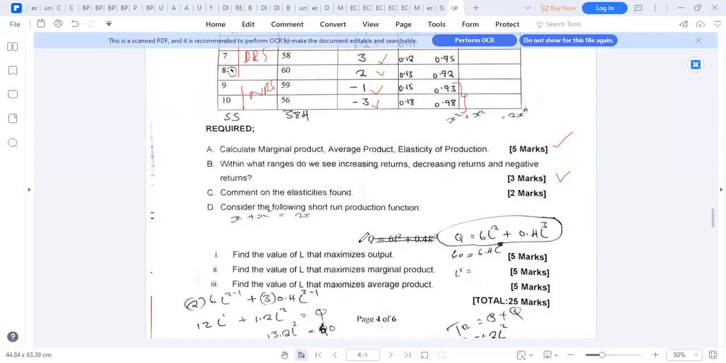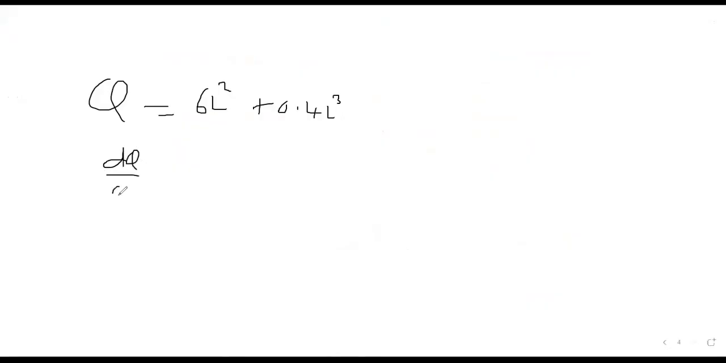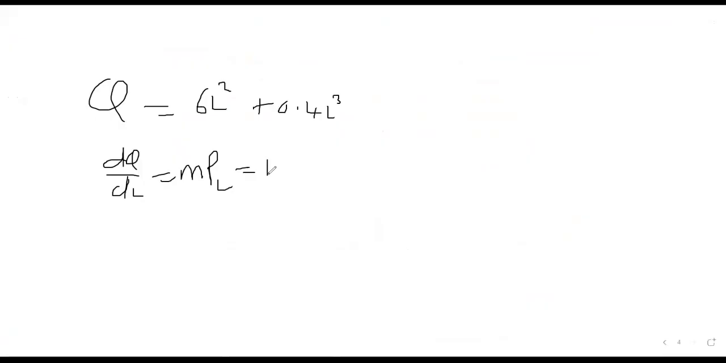Okay. So what do we do? We differentiate and equate to 0. So dQ over dL is the marginal product of 0.4 K, isn't it K? Is that L? I think it's K. Oh, okay. It's L throughout. Okay, so here what are we going to get? 12L plus 1.2 L squared. And we equate to 0, right?